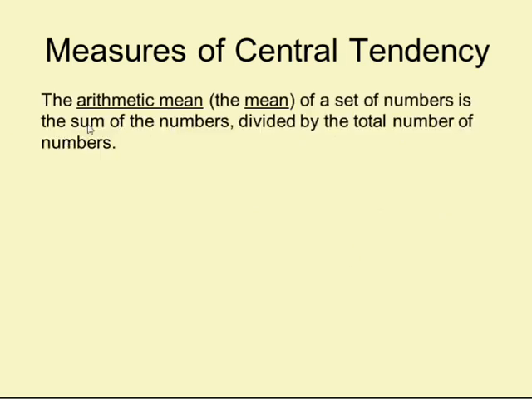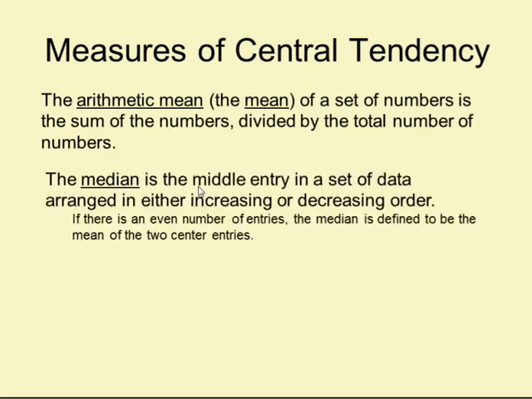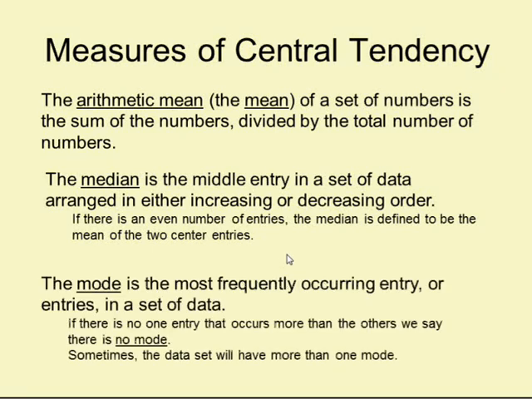So the mean, also called the arithmetic mean, is the sum of the numbers divided by how many numbers there are. The median is the middle number when you arrange them in ascending or descending order. If there's an even number of values, the median is the mean of the 2 numbers in the middle. And the mode is the most frequently occurring.